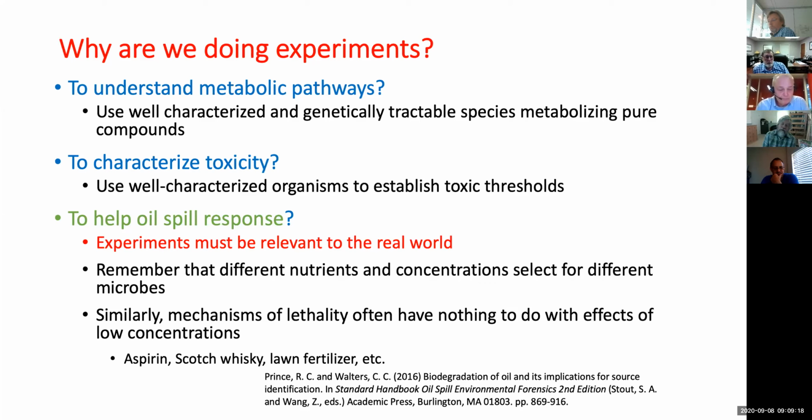Remember that different nutrients and concentrations select for different microbes. I mean, this is well known for higher plants, right? If you go to your local garden store, you'll find different mixtures of fertilizers for different plants. Your lawn fertilizer is almost pure nitrogen with a pinch of phosphorus and potassium. Whereas ones for getting your tulips to bloom nicely are rich in phosphorus and have almost no nitrogen. And that's because different organisms have different preferences, different needs, and you will skew the system depending on what you add. It's also important to remember that mechanisms of lethality often have nothing to do with effects of low concentrations.